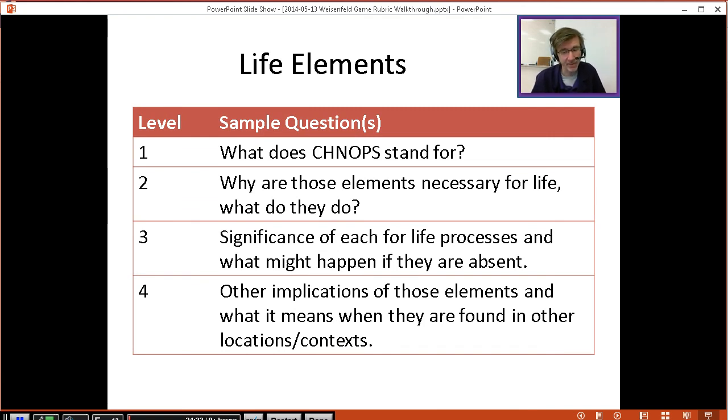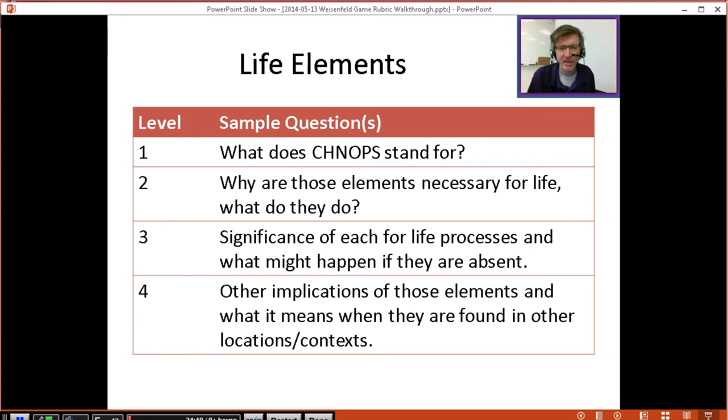All right, line 16. Life elements, in other words, the elements that are needed for life. What does CHNOPS stand for? CHNOPS. Do we know this? Carbon, hydrogen, nitrogen, oxygen, phosphorus, sulfur. These are the elements that are necessary for life. Why are they necessary for life? What do they do in our bodies? You need to know some of that. This is on the final.